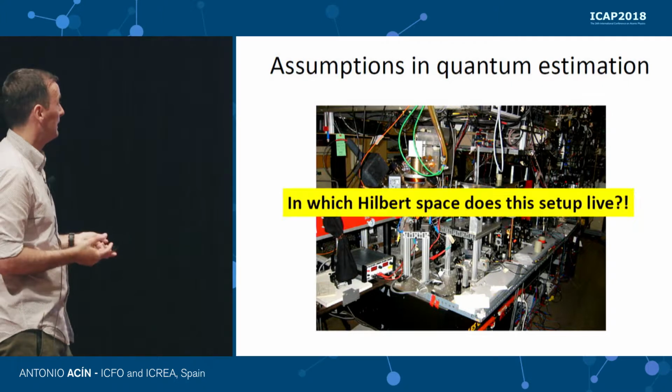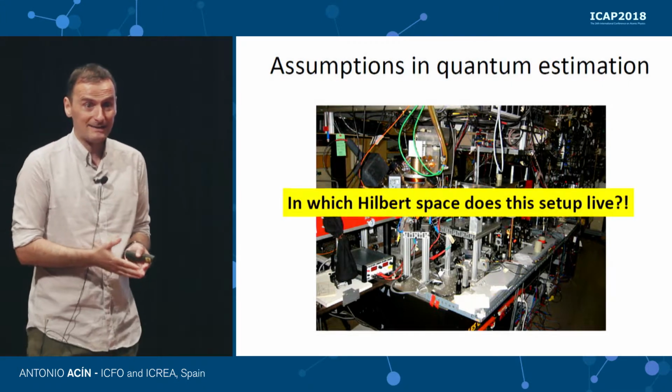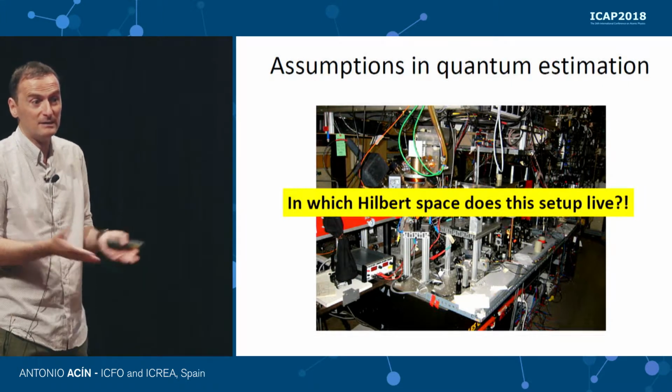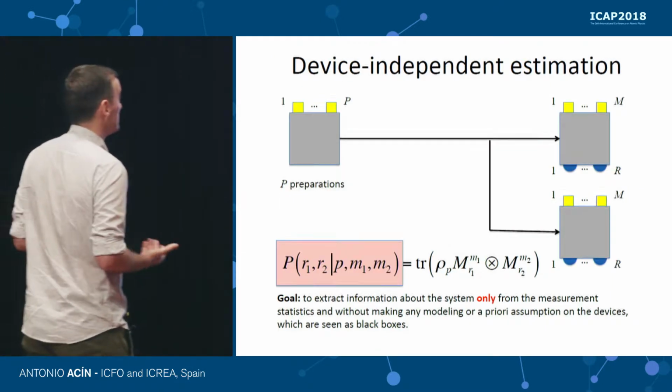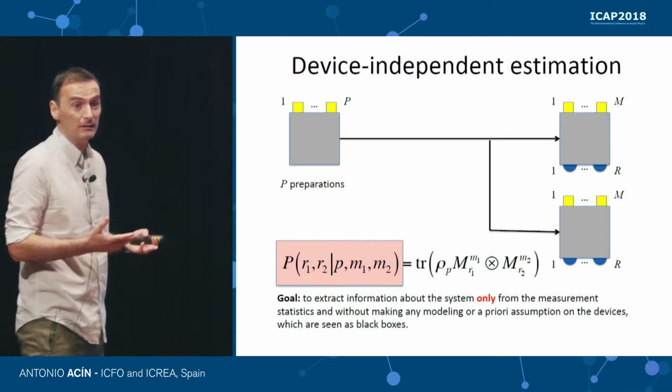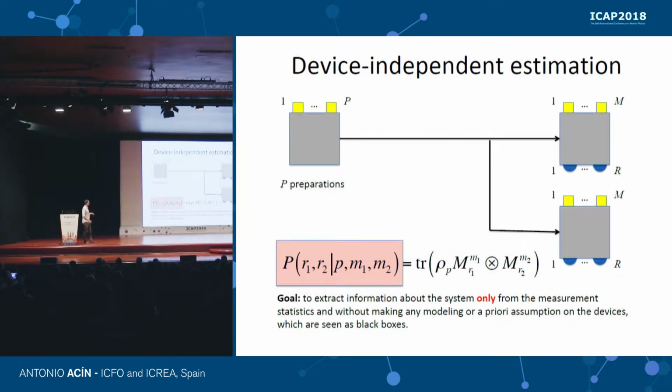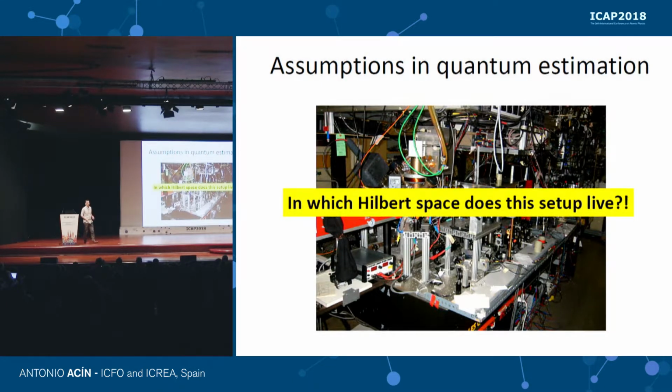But I think it's debatable to assign a Hilbert space dimension to that, okay? And this is what you do in any estimation problem. So this is why we advocate that in some situations it's nicer, cleaner, if you can say things about your system only from the statistics without making an assumption about the objects here. Okay, and this is what we call the device-independent approach to estimation, because you say things about your devices only from the statistics without making any modeling, without assuming any Hilbert space dimension for this setup.